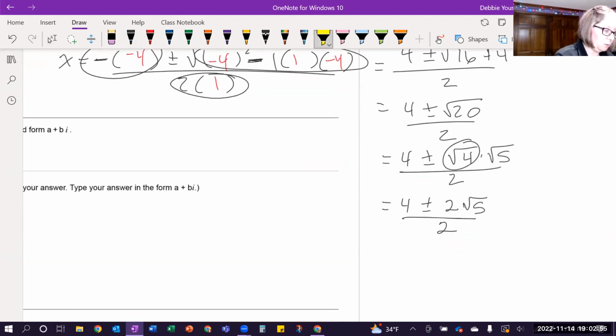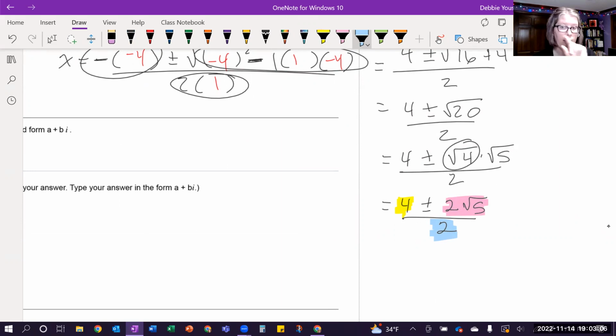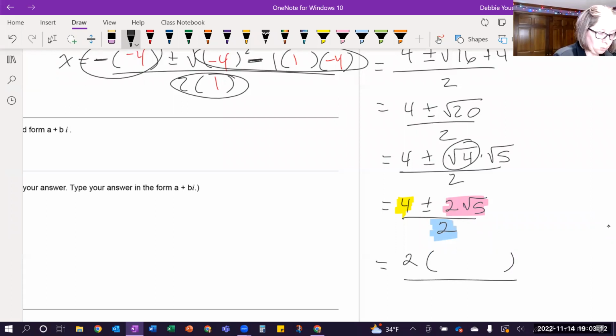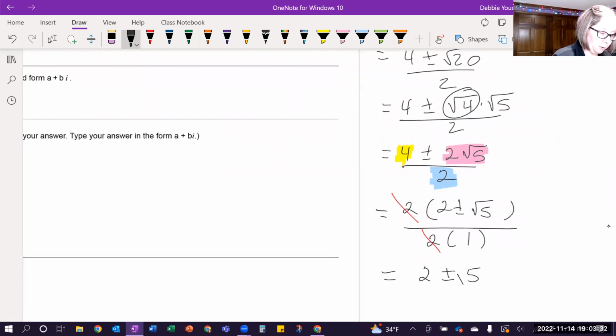And now I always tell my students, think of this as 3 parts: the part in front of the plus minus, the part behind the plus minus, and the part in the denominator. If all 3 parts have the same thing in common, factor it out. Well, all of those are divisible by 2. So if I factor a 2 out of the top, 4 divided by 2 is 2, plus or minus 2 square root of 5 divided by 2 leaves me with just the square root of 5. And on the bottom, I can factor out a 2 and leave myself with a 1, so that the 2's that I factored out cross out. So I'm left with 2 plus or minus the square root of 5 over 1, which is really just 2 plus or minus the square root of 5.